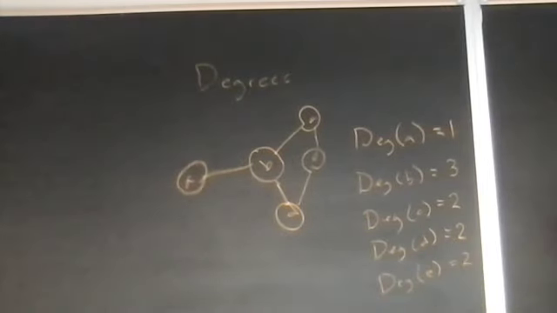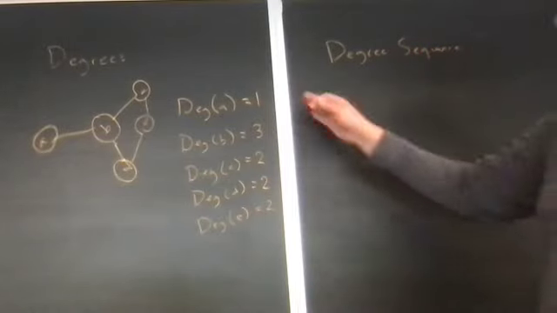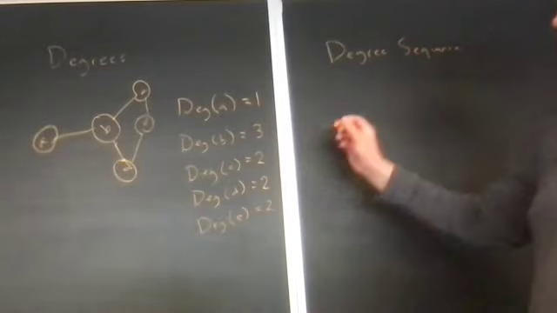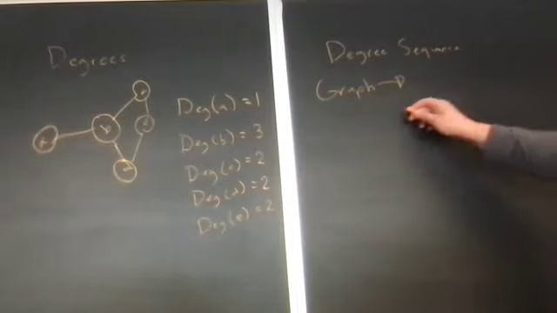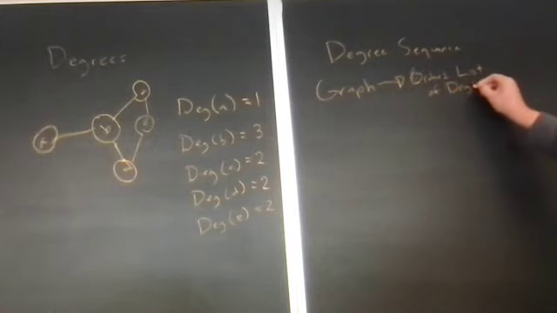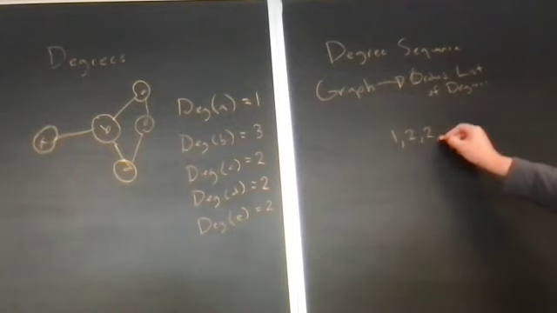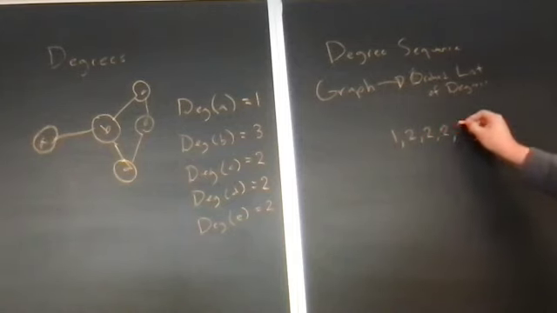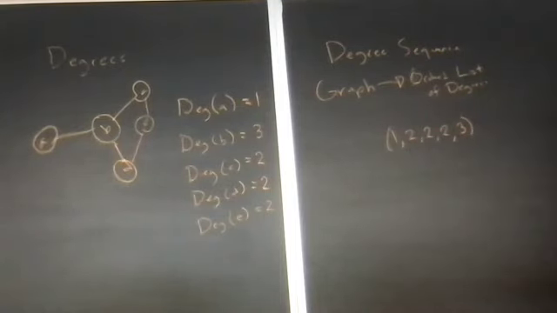What we can do is we can make it actually a function, and we do what's called the degree sequence, which is for each graph we can associate an ordered list of the degrees of all the vertices. So the input of this is a graph, and the output will be something like a list of degrees. So in this case the degree sequence for this graph would be (1, 2, 2, 2, 3). And usually they're put in parentheses because technically they're tuples.